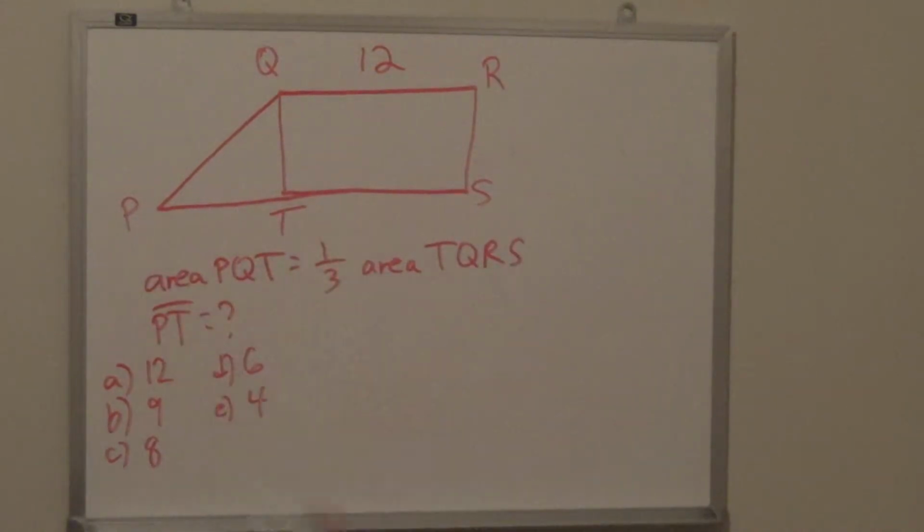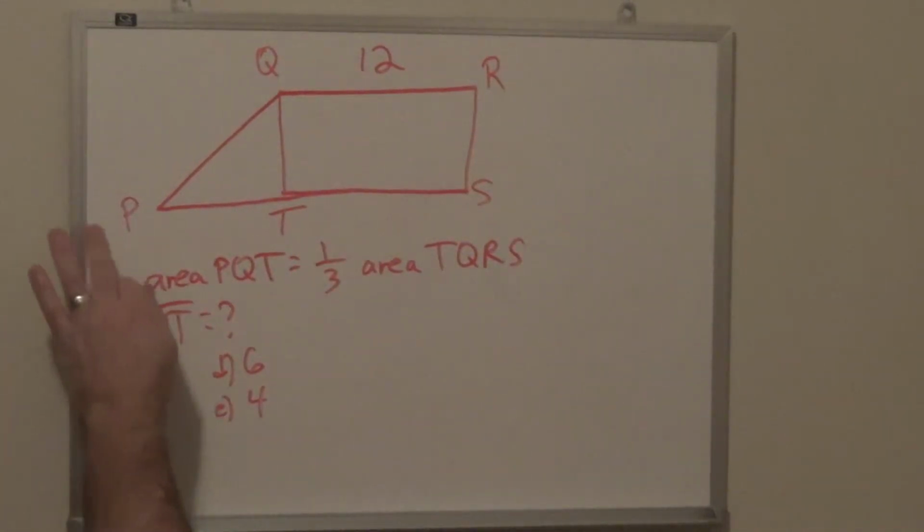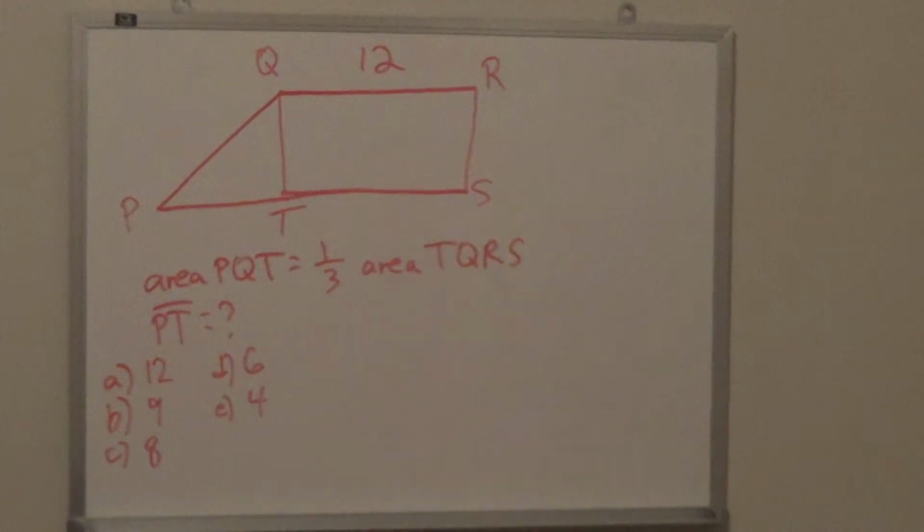We have a little triangle that jets out. My drawing skills are a little limited. That should just be a straight line. And they tell us that the area of the triangle, PQT, is equal to 1/3 of the area of the rectangle TQRS. Given that, apparently we're supposed to just figure out what length of PT is, and all they really give us is that QR is 12, and it should be one of these. So we won't pause the video, let's just get right into it.